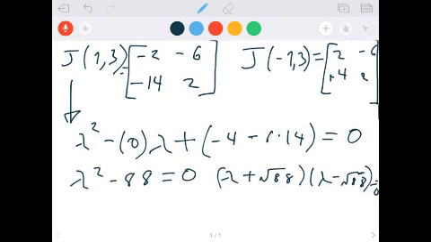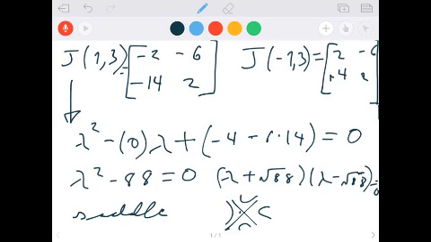So basically what that means is that we'll have a saddle. So this is a saddle point. And of course, a saddle is not stable. So at 1, 3, you'll have something, I don't know exactly what it looks like, but it'll be kind of doing something more or less like that. So you have a saddle point there. Let's look at the other one.